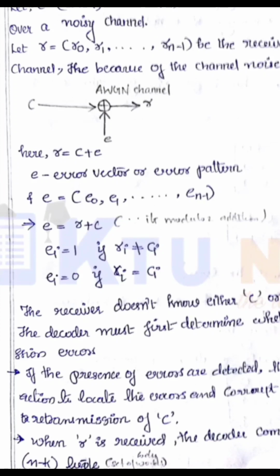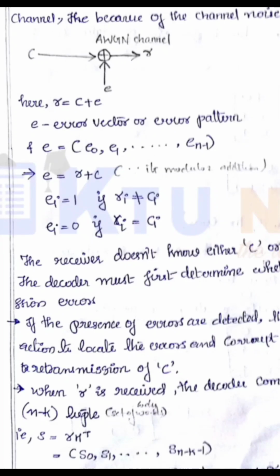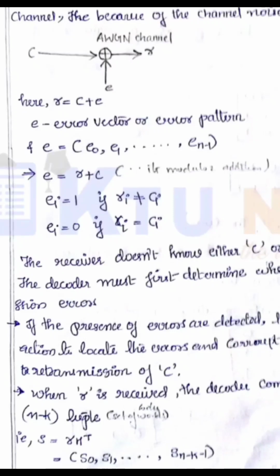Here the addition is modulo-2, so there is no subtraction sign and we can change direction. R equals C plus E, then E equals R plus C, so we get E from R plus C. Ei equals 1 or Ei equals 0. Ei equal to 0 means Ri and Ci are the same, that is, no error. Ei equal to 1 means there is an error, that is, Ri is not equal to Ci.